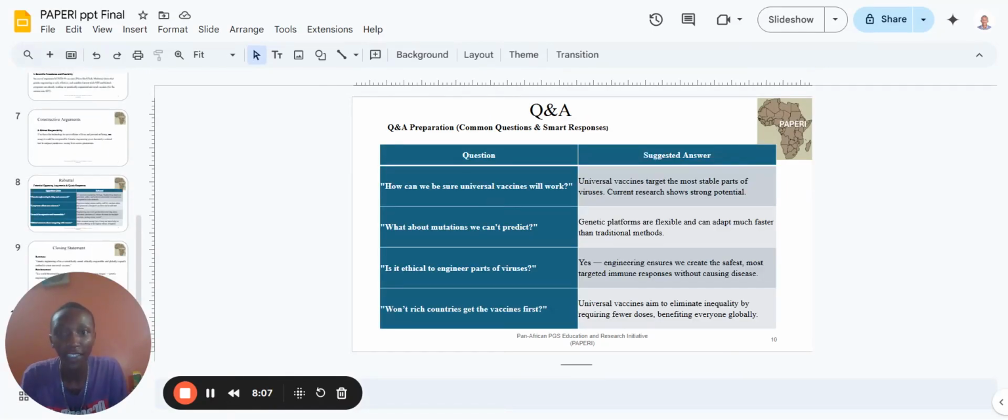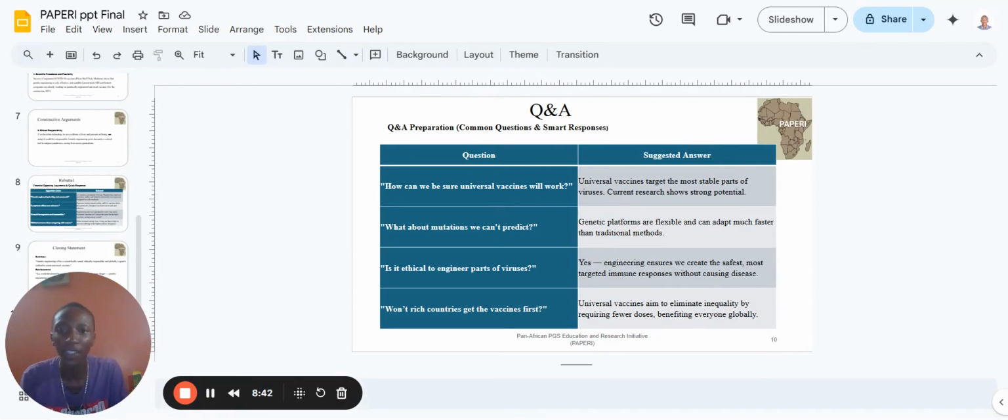For our question and answer section, these are the most commonly asked questions and their smart responses. So we might be asked, how can we be sure universal vaccines will work? Well, our answer is universal vaccines target the most stable parts of the viruses. Current research shows strong potential in this. What about mutations? Well, genetic platforms are flexible and can adapt much faster than traditional methods.